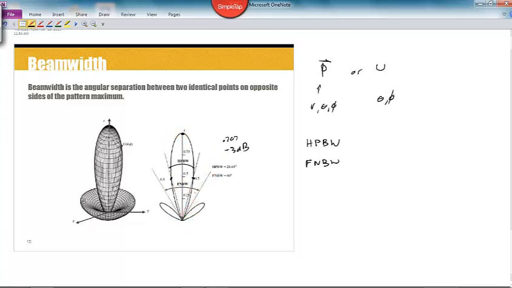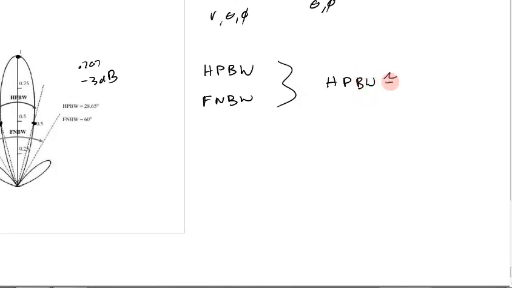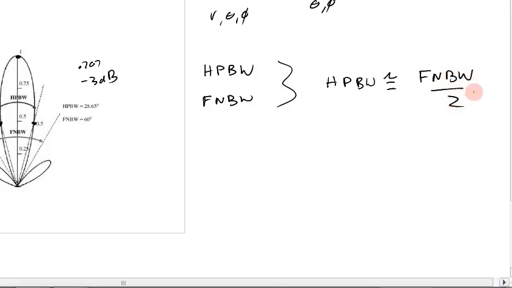So in characterizing an antenna, we're usually concerned about the half power beamwidth. The reason we use first null beamwidth is that very often FNBW is used to approximate half power beamwidth, using the approximation that half power beamwidth is approximately equal to first null beamwidth divided by 2. We'll find situations where actually calculating half power beamwidth is difficult. It's much easier to calculate first null beamwidth, and so we use this formula to approximate the values.